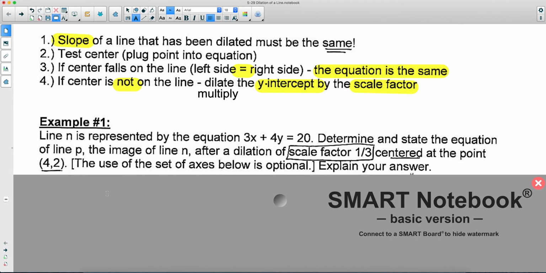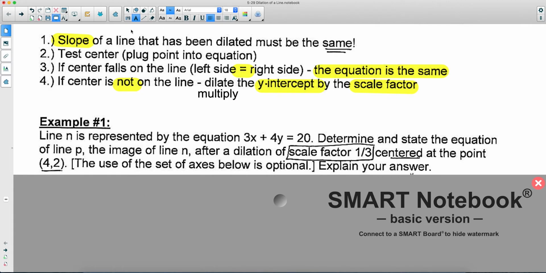Line N is represented by the equation 3x plus 4y equals 20. Determine and state the equation of line P, which is the image of line N, after a dilation of scale factor 1/3, centered at the point 4, 2. You can use the set of axes below, that's optional, and then explain your answer. So we're figuring out the equation of line P after dilation, scale factor 1/3, centered at the point 4, 2. First we have to figure out, does the point fall on the line? We have to test the center, as well as deal with the slope.